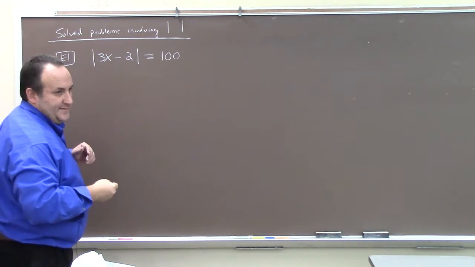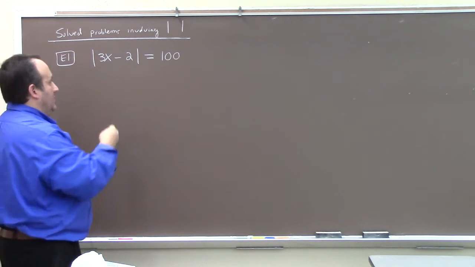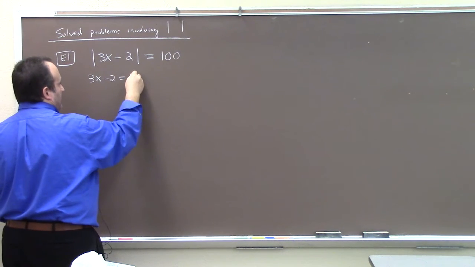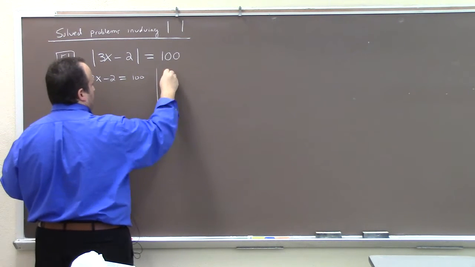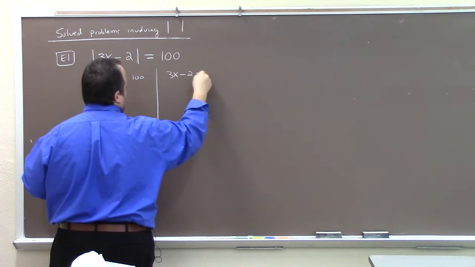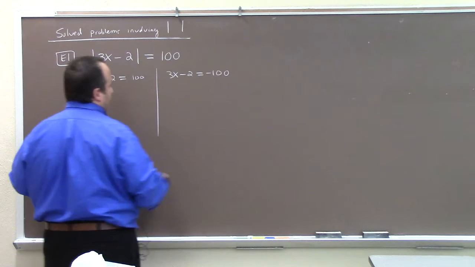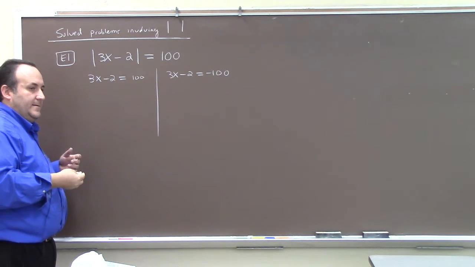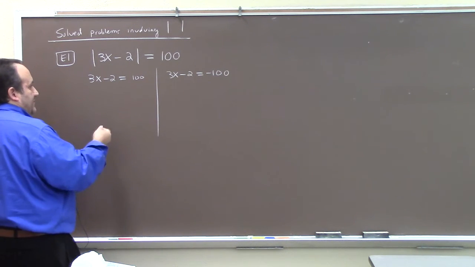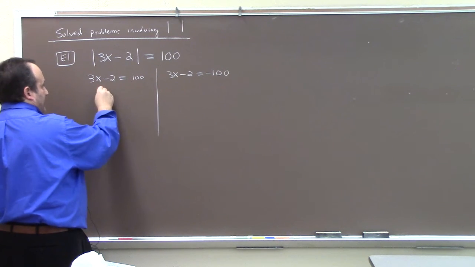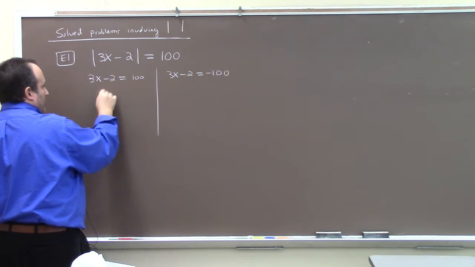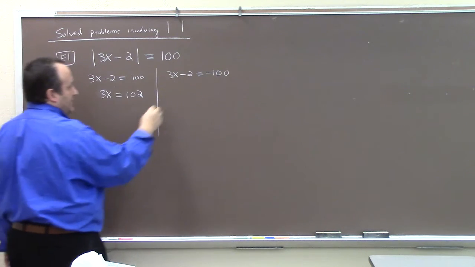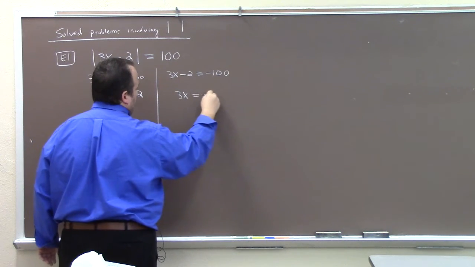So to solve this, what you got to do is solve 2 problems, right? You solve 3x minus 2 equals 100, or you solve 3x minus 2 equals minus 100. So you got these 2 problems that you got to solve. So we get 3x equals 102, or 3x equals minus 98, yeah?